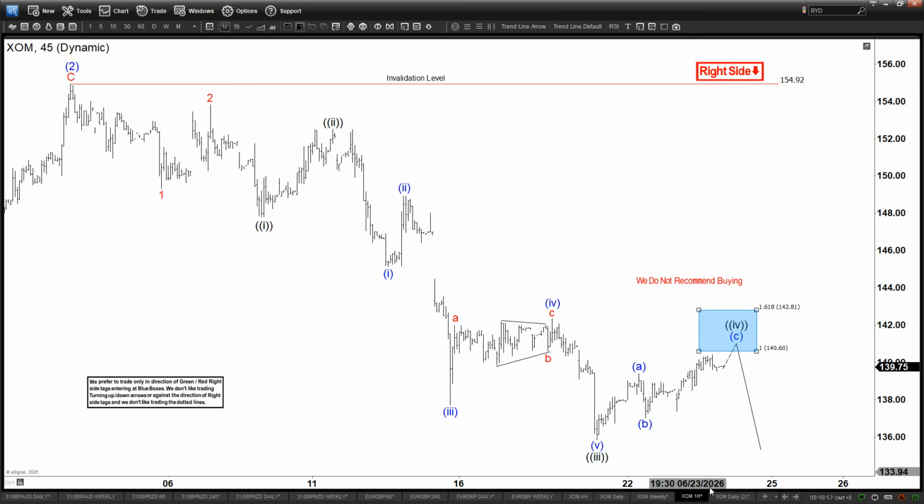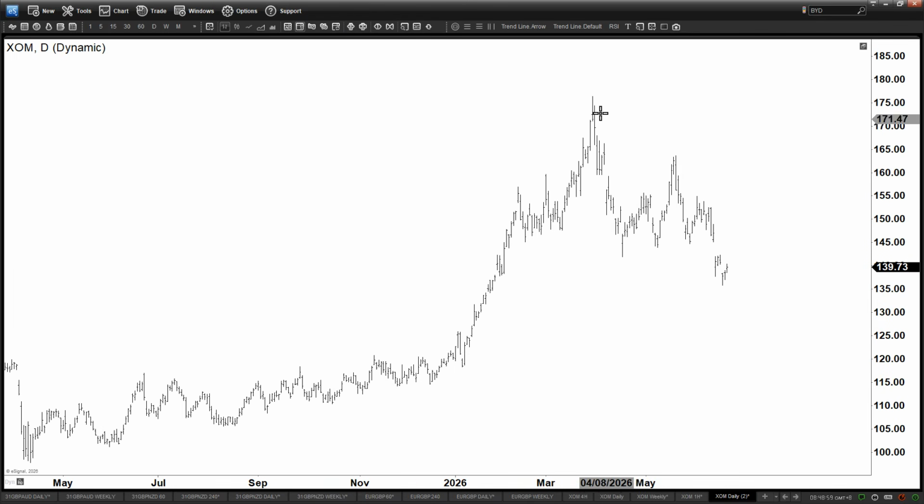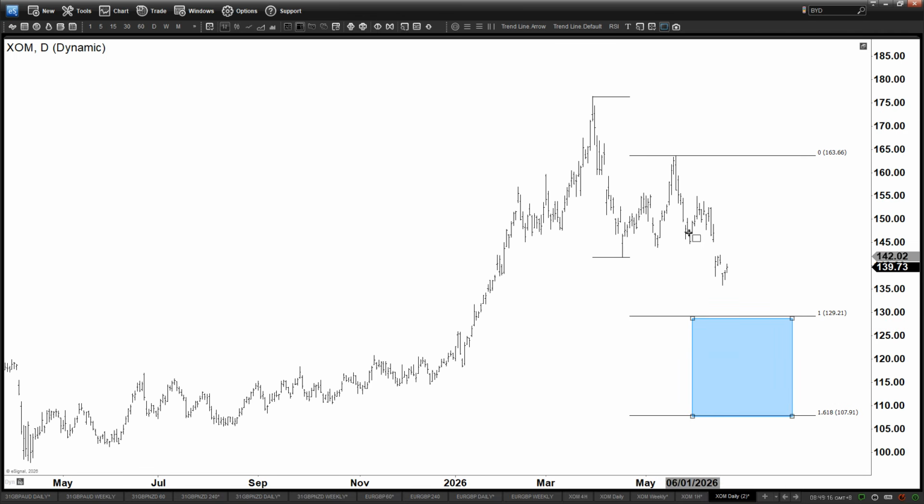If we zoom out on the daily time frame, we got this structure. XOM made an all-time high here, and now it's doing these 3 swings down. If you simply measure the extension here, we can see that we have a potential target lower to 129, which is the 100% extension. By the way, because this is still bullish, since we did make a new all-time high after all, that basically means this pullback here is going to find support, a strong support area here between 129 and 107.